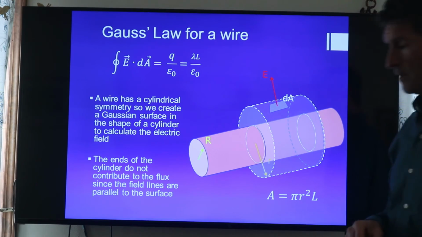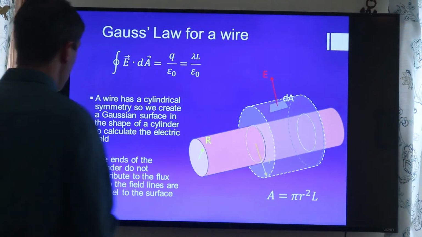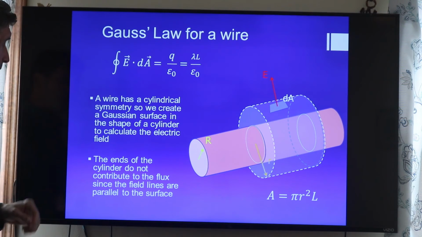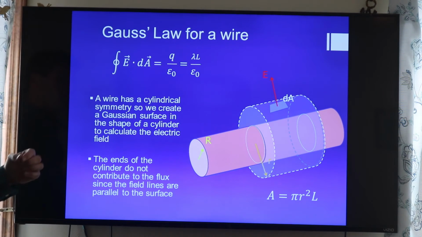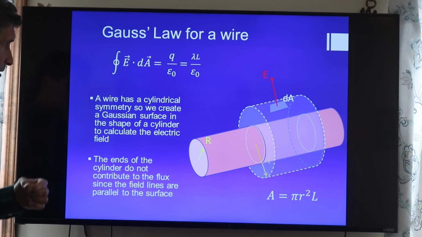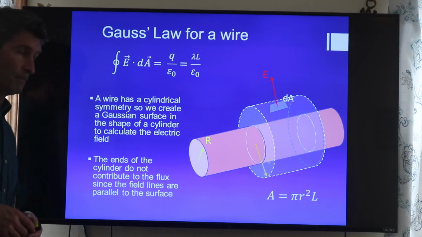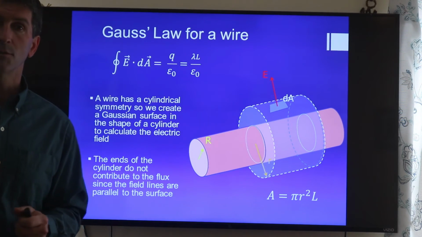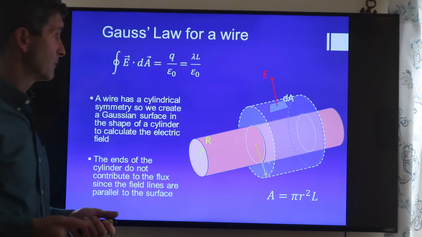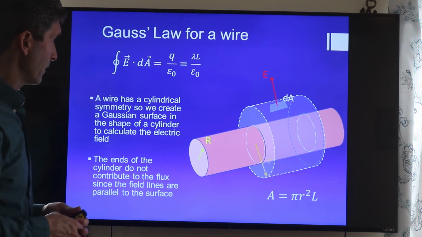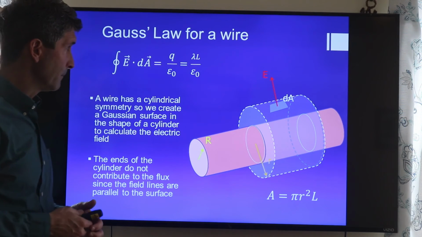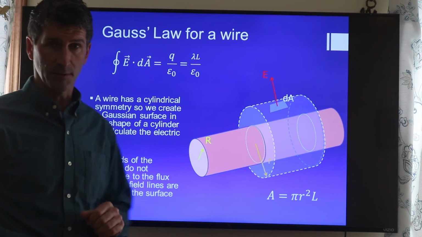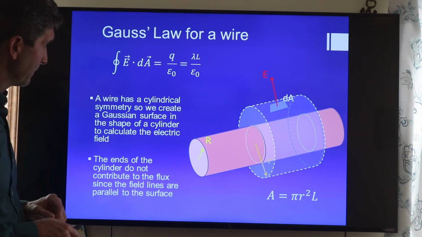So again, let's look at our Gauss's law for this situation. Gauss's law states that the integral of E dot dA, okay, the surface integral, is equal to Q divided by epsilon naught. Now we're going to make another substitution. We're going to replace Q with the charge per unit length, lambda, times the length of the wire, L. And of course, this is just some length that we pick, which is equivalent to the actual length of the cylinder. We're going to see that it cancels out, so it's going to be okay.